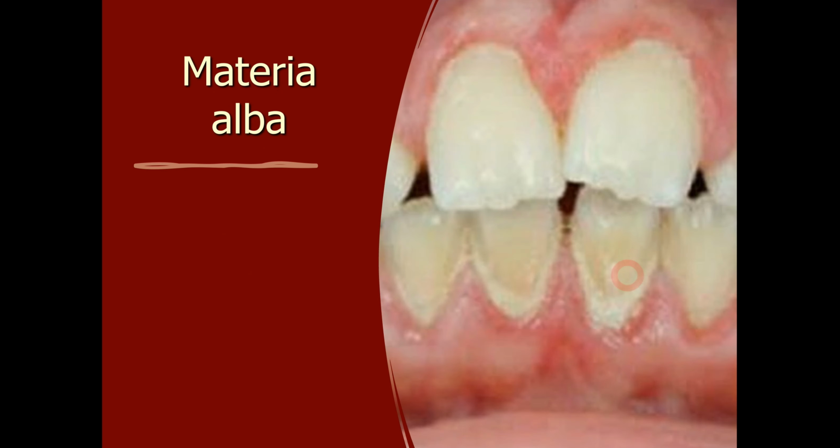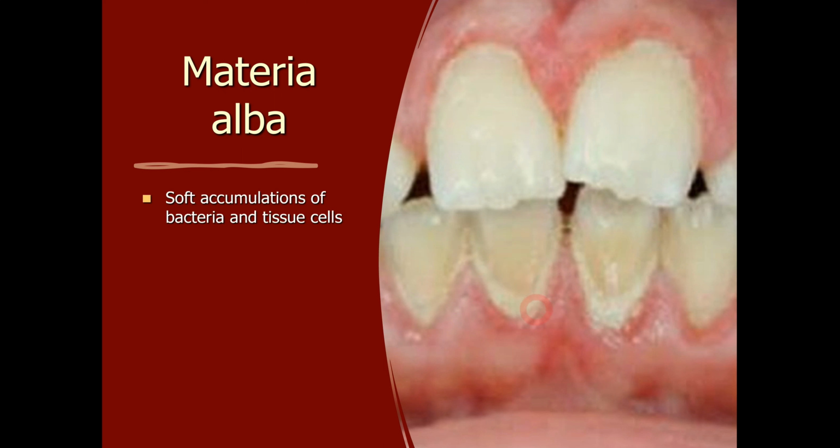Now, again, in this clinical picture, you can appreciate that this is the maxillary teeth and this is the mandibular teeth. Around the mandibular teeth, you can appreciate some yellowish, whitish deposits which are relatively softer as compared to the plaque we discussed in the previous slide. So, this is white, soft deposit, and this is called materia alba. Now, what is materia alba?